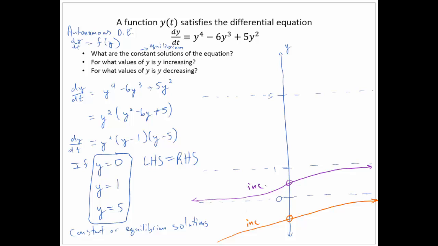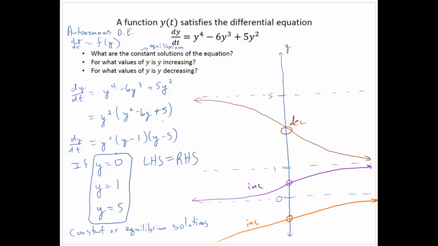What if we chose a value between 1 and 5? What happens between 1 and 5? Well, some number between 1 and 5 squared would be positive. Let's just say the number is 3. 3 minus 1 would be positive, and 3 minus 5 would be negative. So in between 1 and 5, it's decreasing. It's got to be asymptotic near 5, and asymptotic near 1, but it's decreasing.